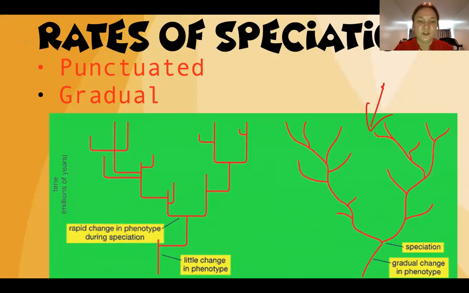Now, this is going to occur very abruptly. So you might have some kind of natural disaster which wipes out part of a whole population, and then you have this huge change. But punctuated speciation is going to occur with a rapid change in genotype or phenotype, both over a short period of time.